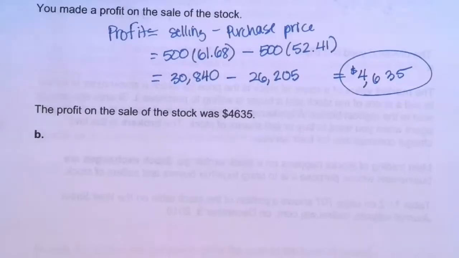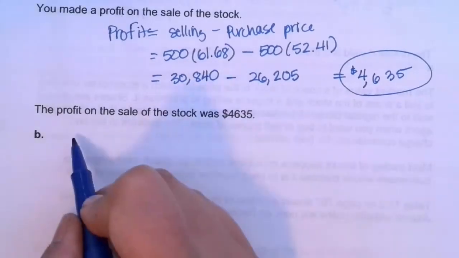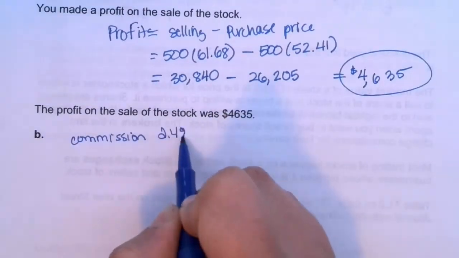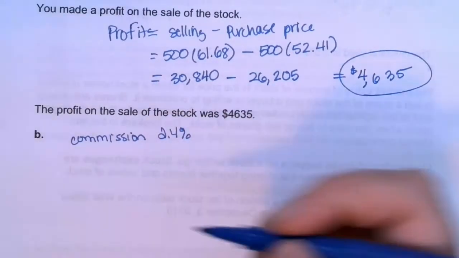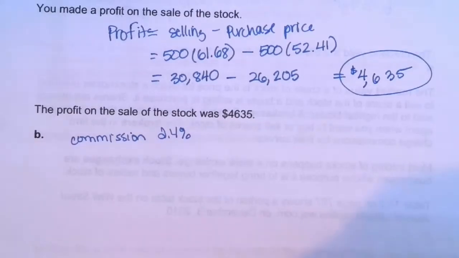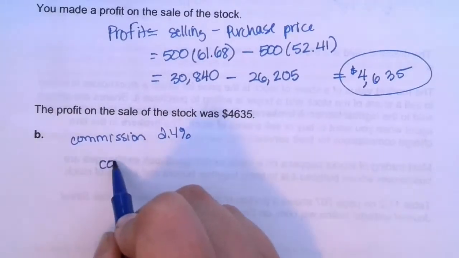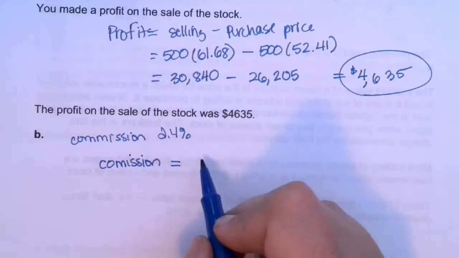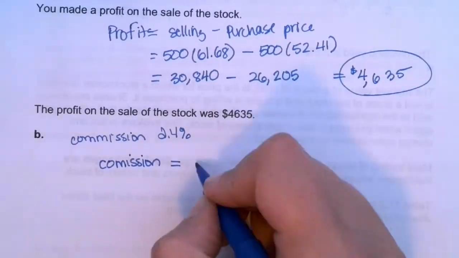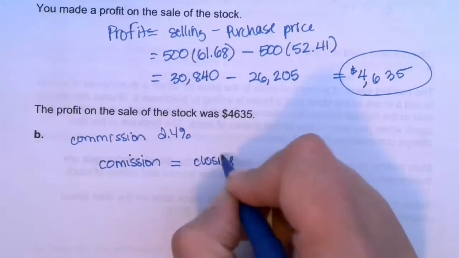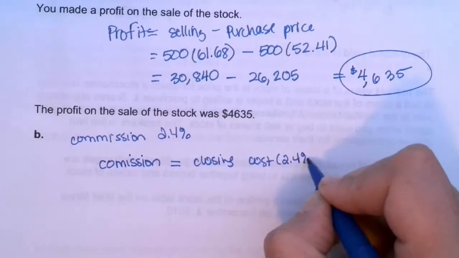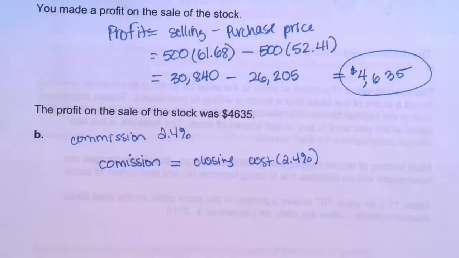Now when we try to find the broker's commission, the commission cut is 2.4%, and this is based off of the closing costs. So the broker's commission is going to be equal to the closing costs times 2.4%, whatever his percent commission is. And that's going to change based on the firm.